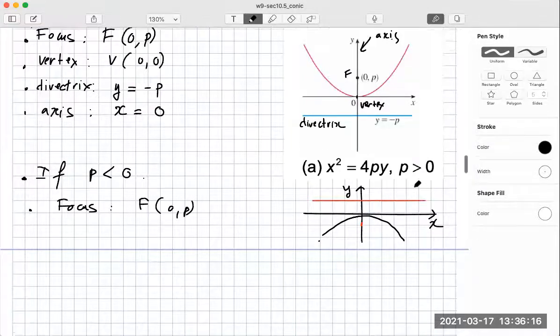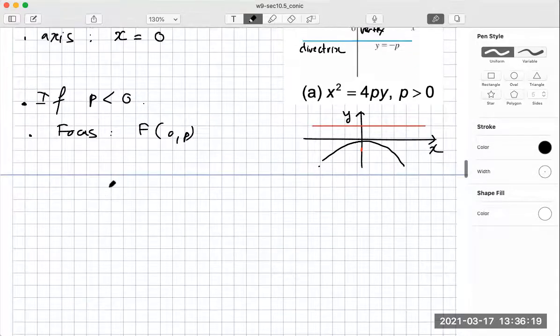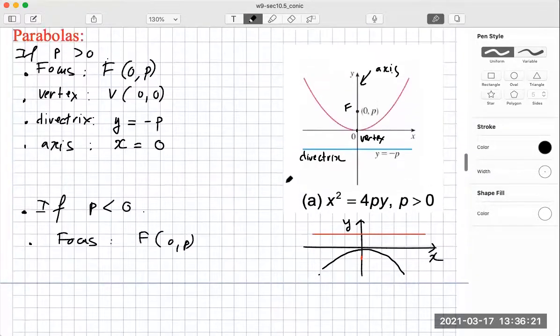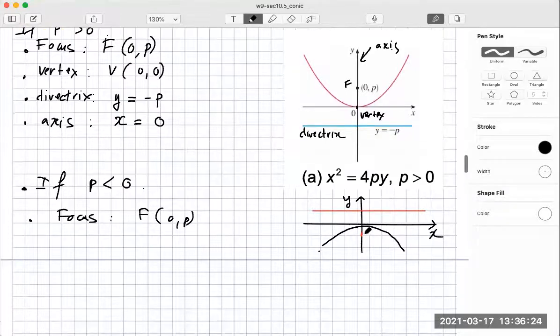For the focus, is it (0, p) when it's concave up and concave down? Either way. Here, the focus will be on the positive part of y when it is concave up. But when it is concave down, then the focus will be (0, p) and p is negative. Therefore, it should be below the origin, here, right?